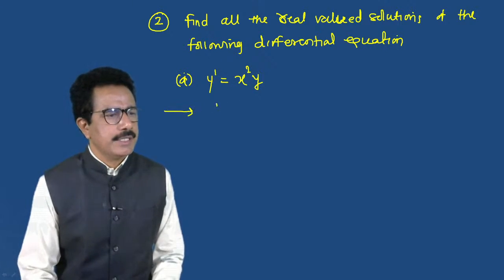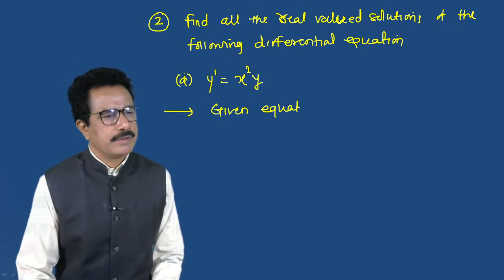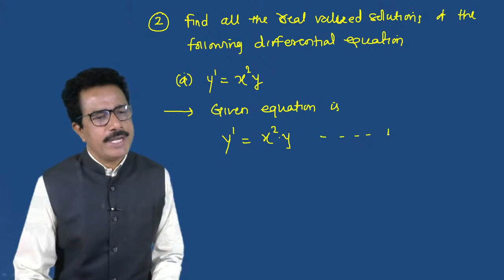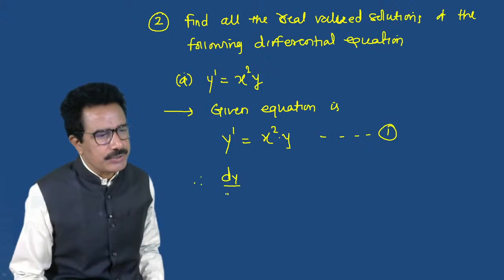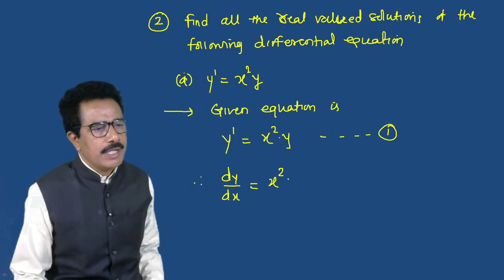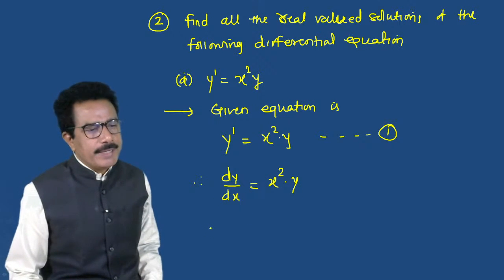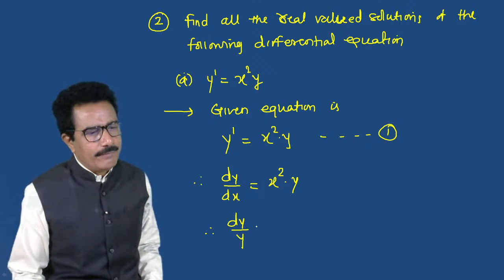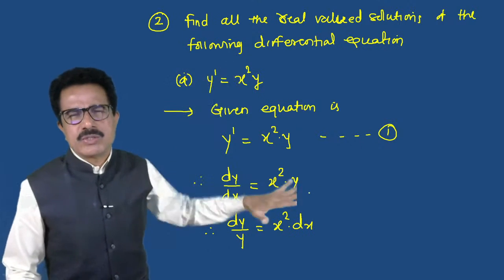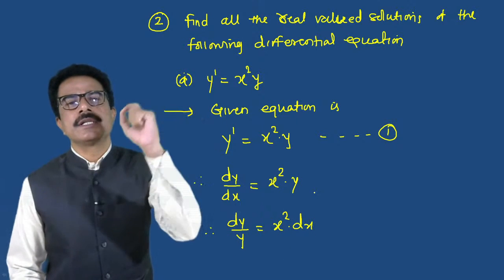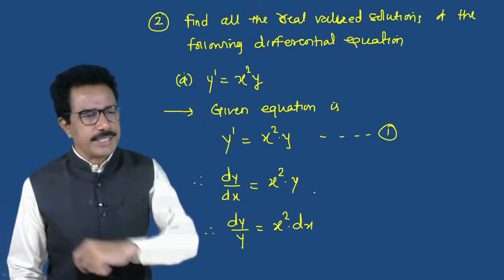Okay, see this. Given differential equation is y dash is equals to x square into y. Suppose this is 1. Now we can use the variable separation method. So y dash means dy by dx, which is equals to x square into y. Now separate this variable: dy upon y is equals to x square into dx. We have to find all solutions. All solutions means which includes arbitrary constant c.